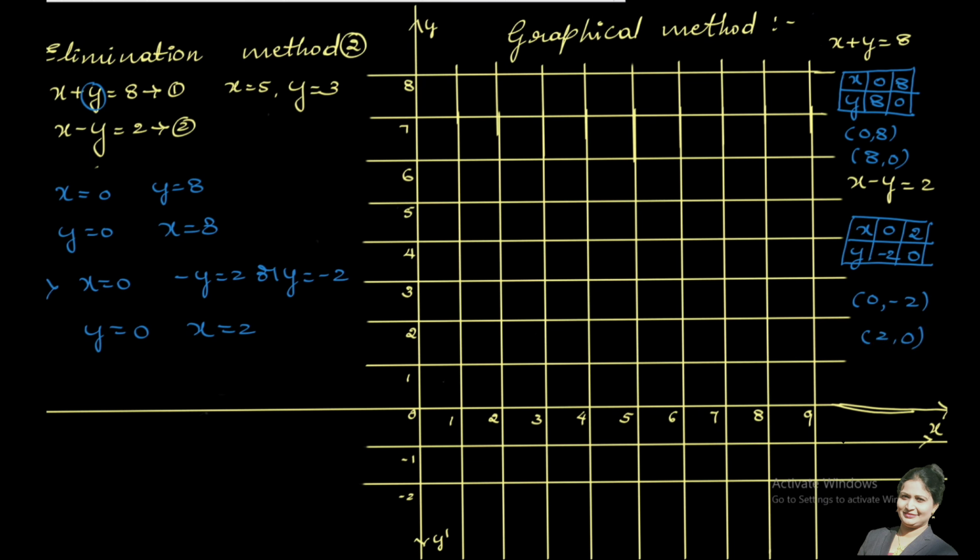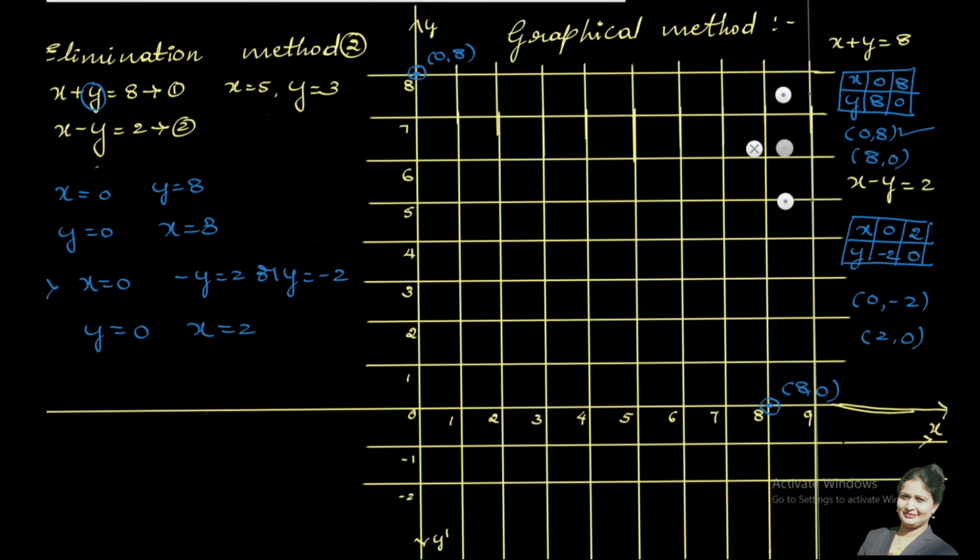We plot a graph. Whenever x is equal to 0, we put the point on the y-axis. When y is equal to 0, we put the point on the x-axis. So here 0, 8 is there, so directly you put the point on the y-axis. This is 0, 8 and 8, 0, which is on the x-axis.